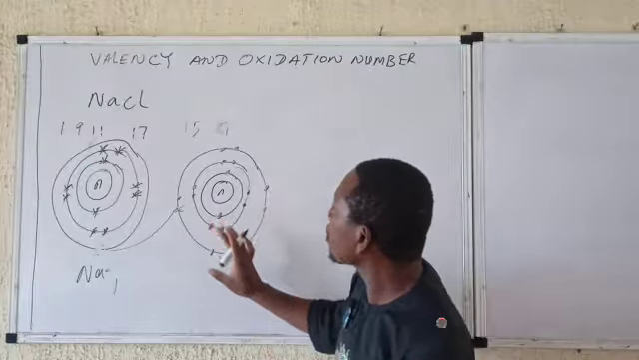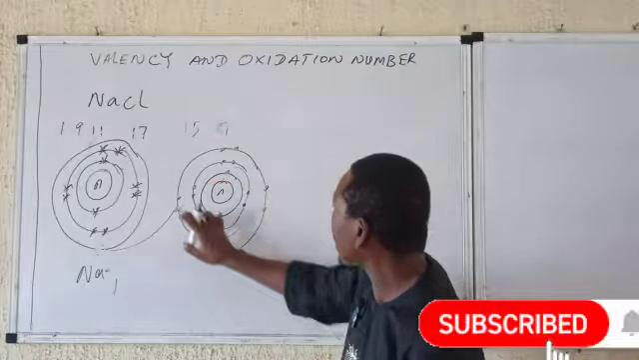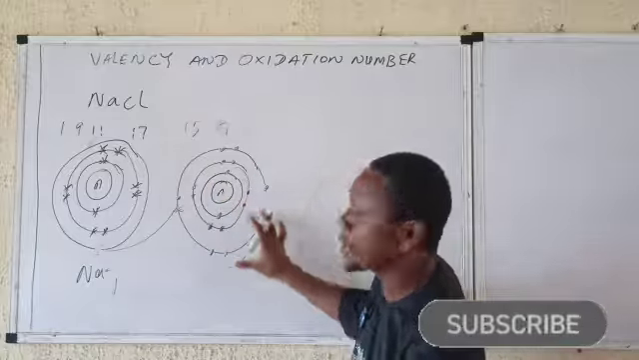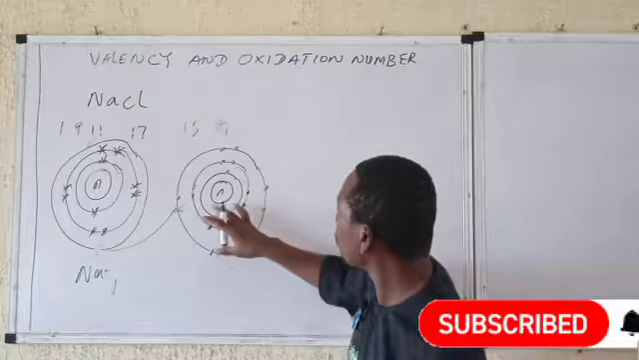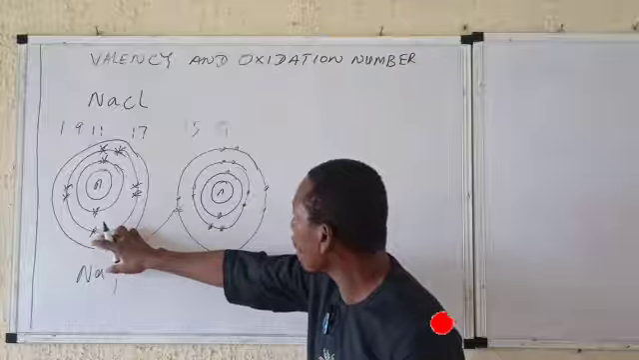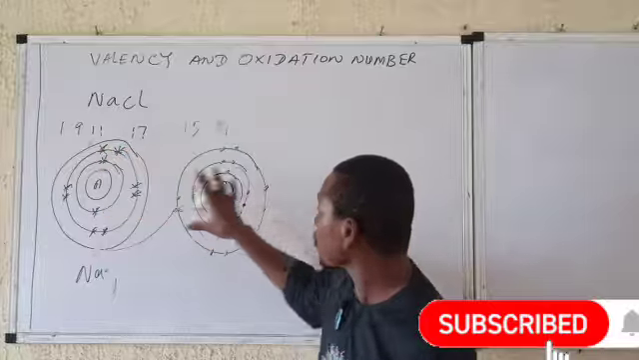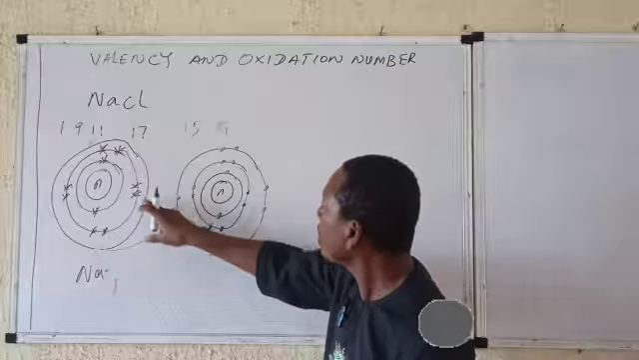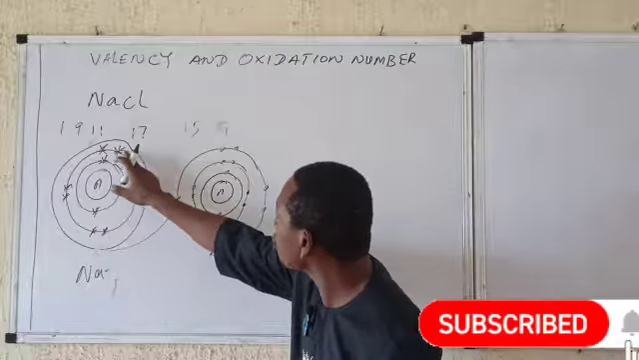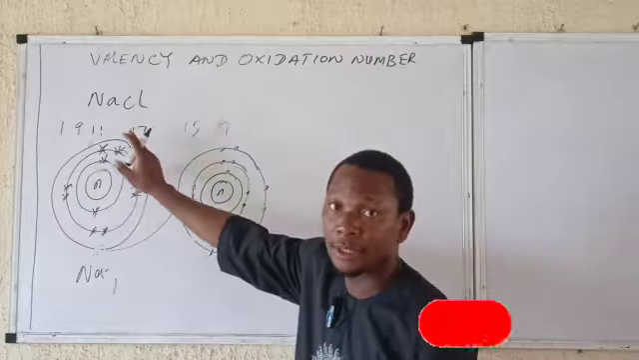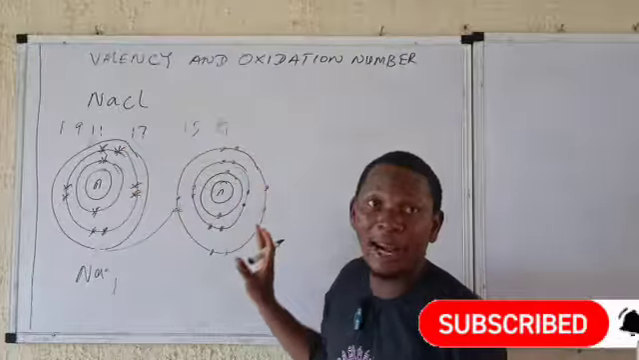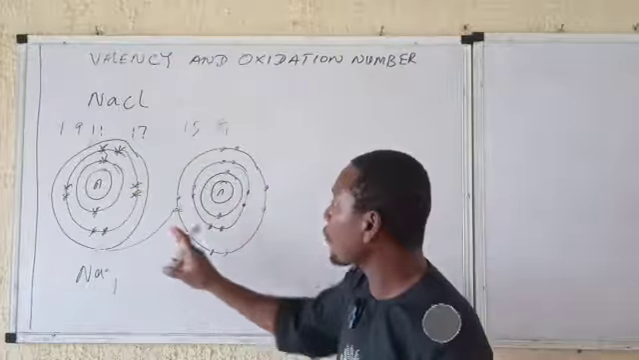So for them to form a stable structure, this third shell can have a maximum of 8. So it wants to be complete. It wants to be satisfied. This one also wants to be satisfied. It's easier for this one to lose the 1. Once it loses the 1, the outermost shell now has 8, so this is satisfied. And once this gains the 1, the outermost shell of this now has 8. So both of them are satisfied. In this case, they form a single bond.